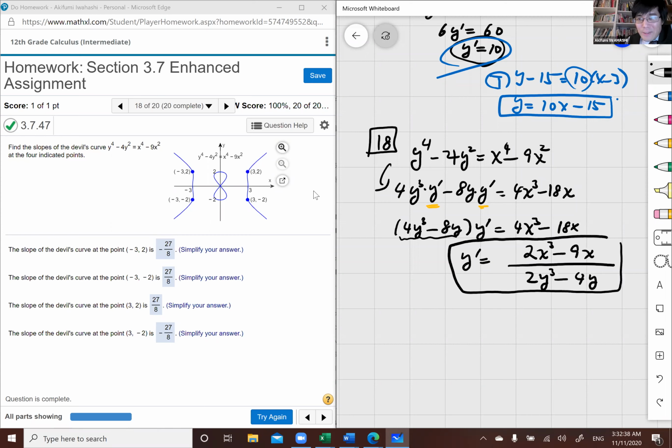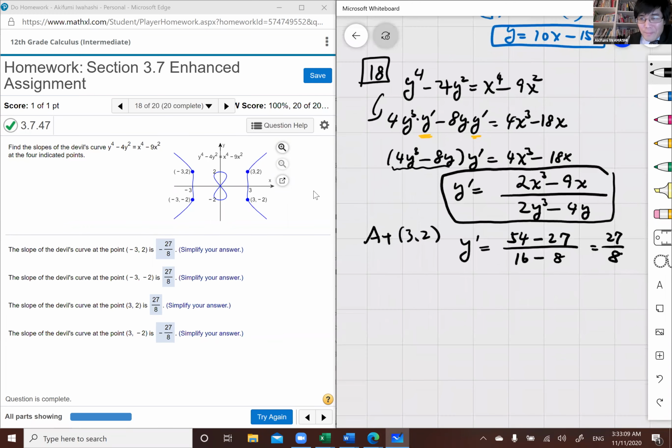Okay, once you find this, just plug in for just one of them. Let's find it at (3, 2). At (3, 2), that's going to be the easiest one. y dash is going to be, so with (3, 2), it's going to be 2 times 27, which is 54, minus 27, over plugging in 2, it's going to be 16 minus 8, which is 27 over 8. So the slope at this point is 27 over 8.